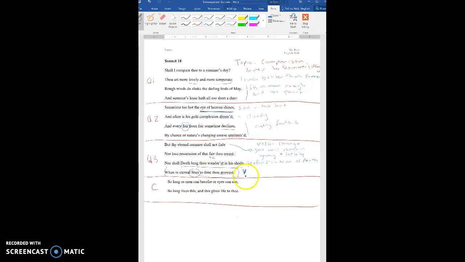The lines here are in reference to the poem itself. How is she going to grow in time through the lines of this poem? Well, the couplet, which concludes everything, is going to help us understand that. "So long as men can breathe or eyes can see, so long lives this, and this gives life to thee." So this is the poem. The poem immortalizes the beauty of this lover.